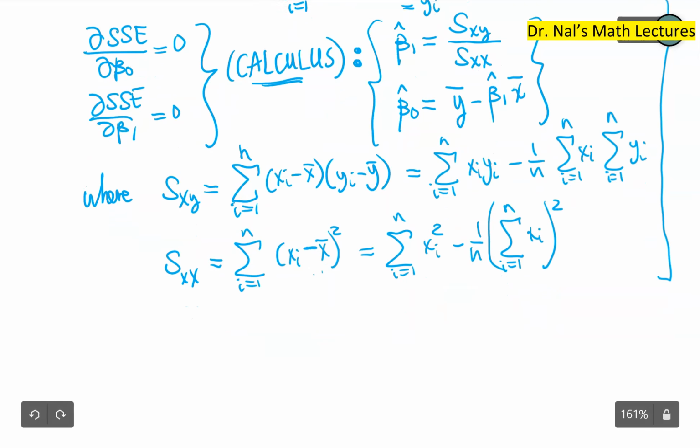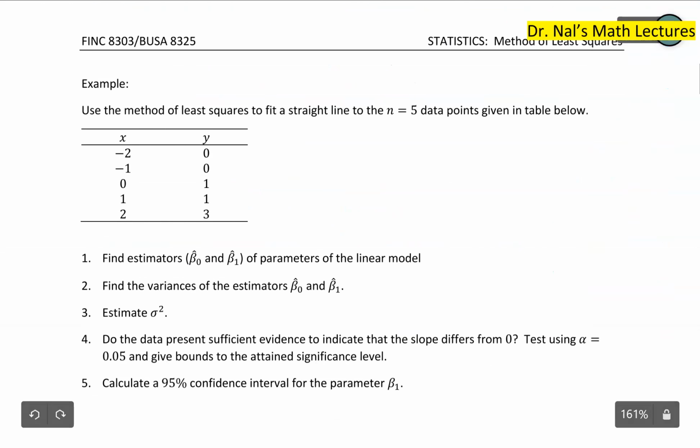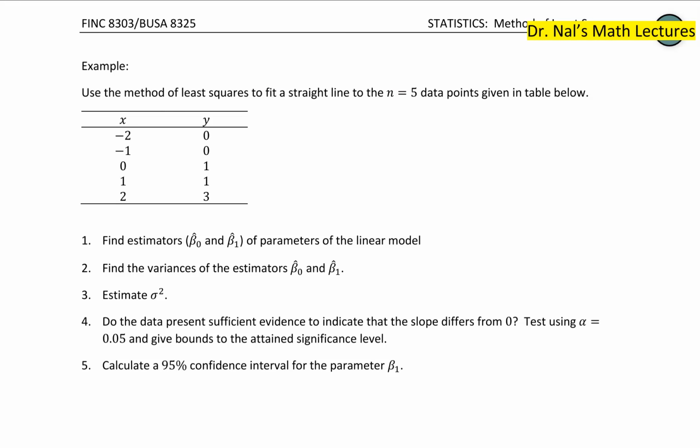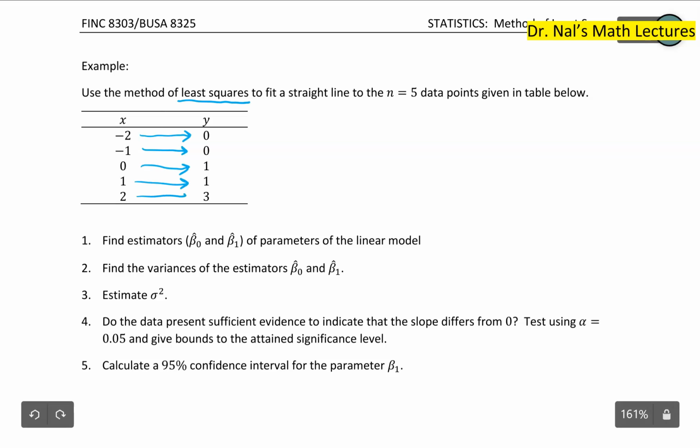All right, so here's our example. There are multiple questions, 5 questions, so it's a long example, and that's pretty much your assignment for this week. Use the method of least squares, sometimes also referred to as regression analysis, part of the regression analysis toolbox, to fit a straight line to the 5 data points given. When x is -2, y is 0. When x is -1, y is 0, and so on. We are given these 5 pairs of data points.